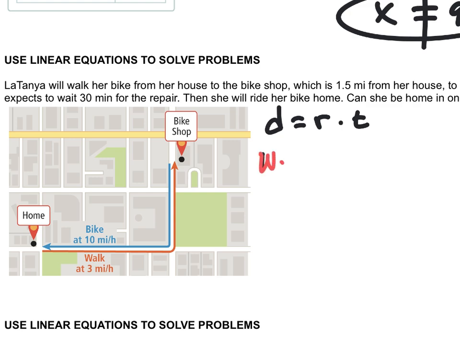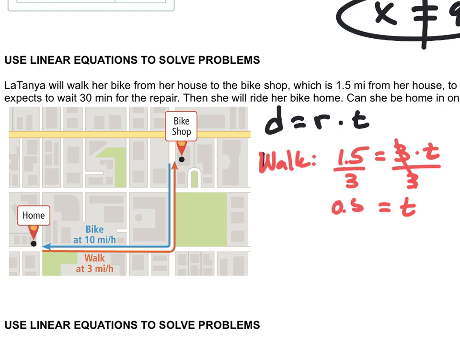So for walk, I'm going to substitute 1.5 in for D, and then 3 miles per hour times t. Now if I solve that equation for t, I can divide both sides by 3. And what I know is that the time it would take, 1.5 divided by 3, is 0.5 hours. So that's the time that it would take her to walk, and that's 30 minutes.